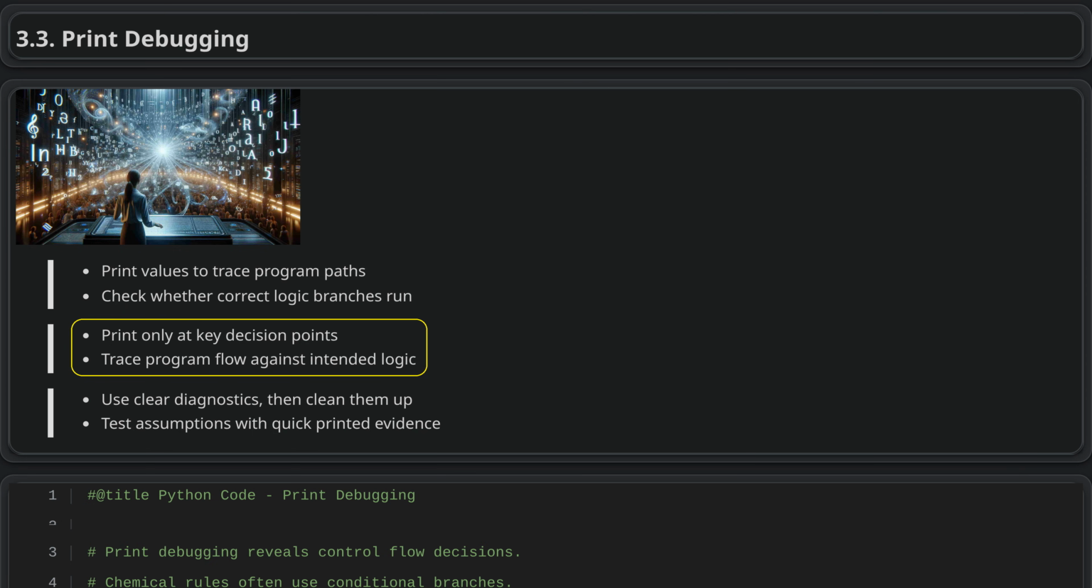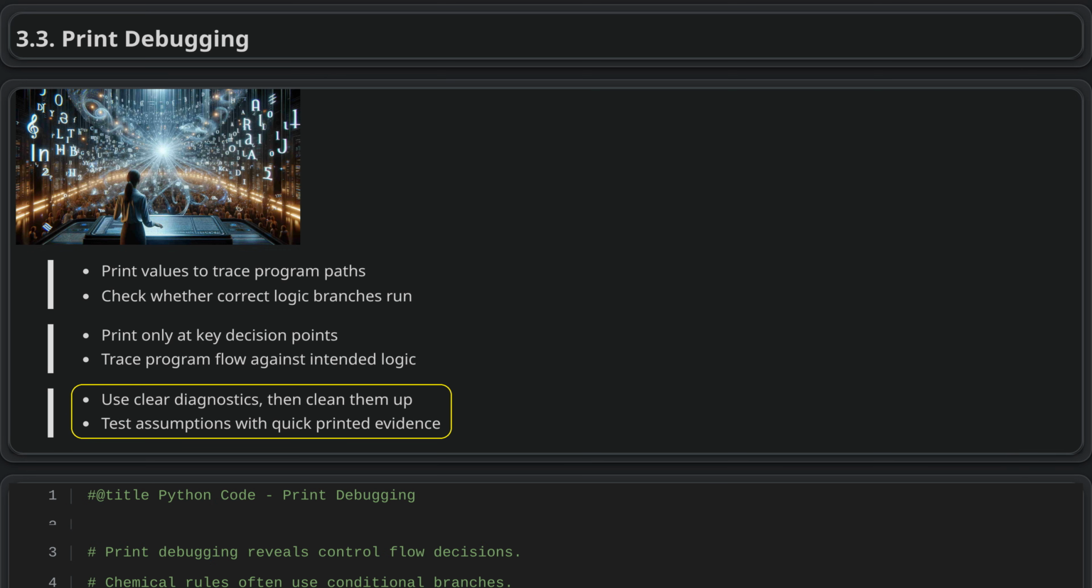Add prints at key control points, such as before decisions or around loops, to show important values and whether stopping conditions are being reached. In simulations or heat exchanger scripts, this helps reveal problems like unchanged values, wrong thresholds, or unexpected design choices without overwhelming the output.